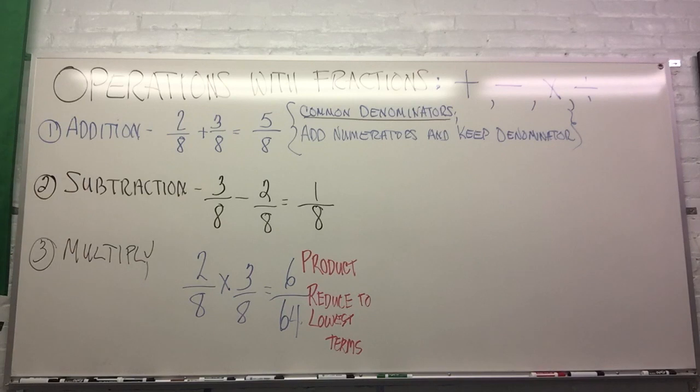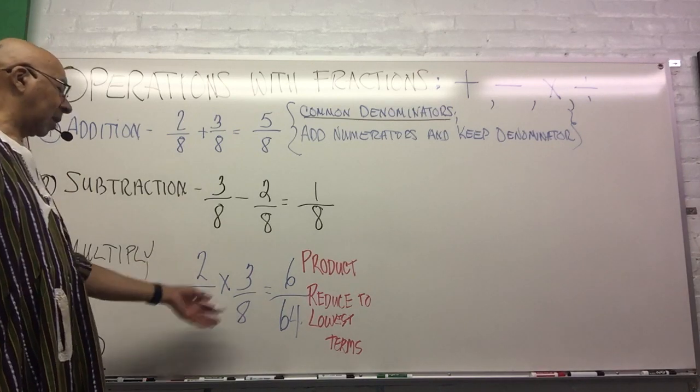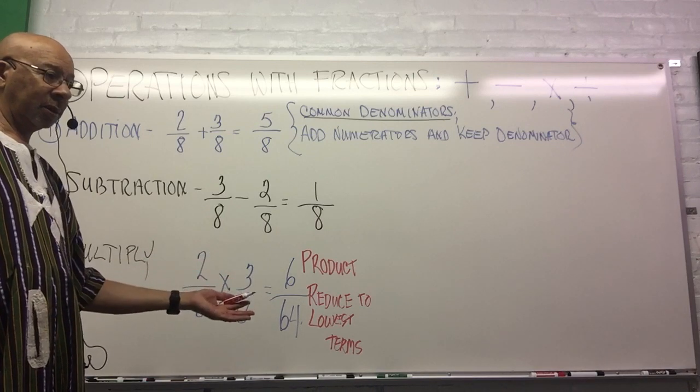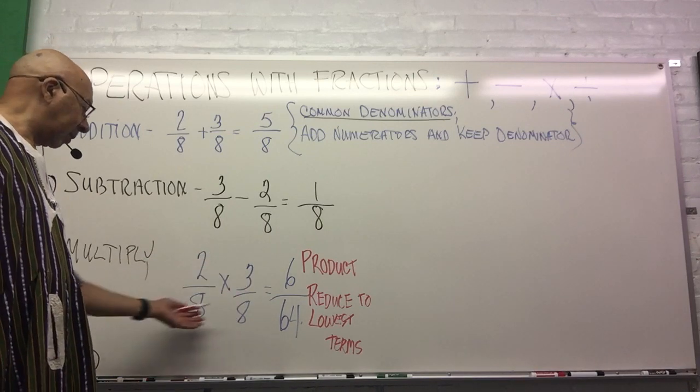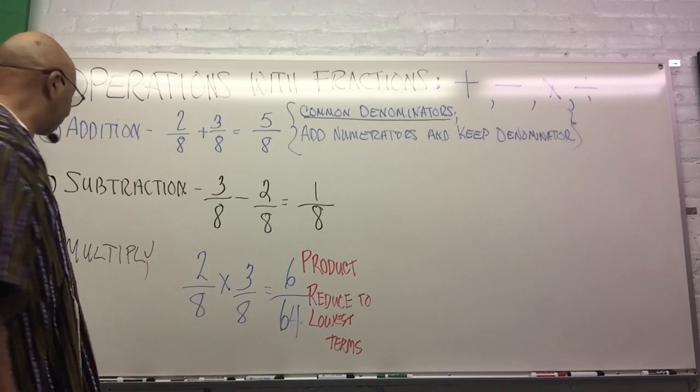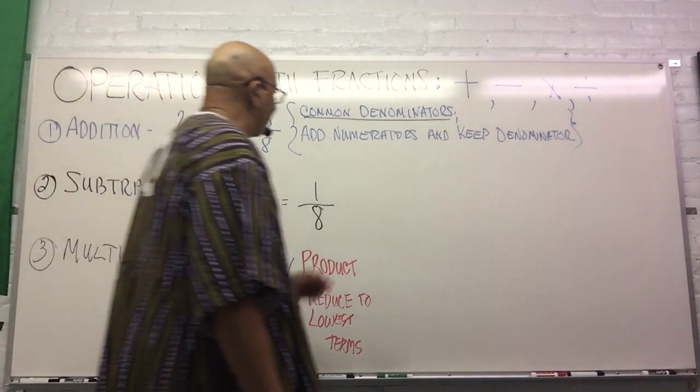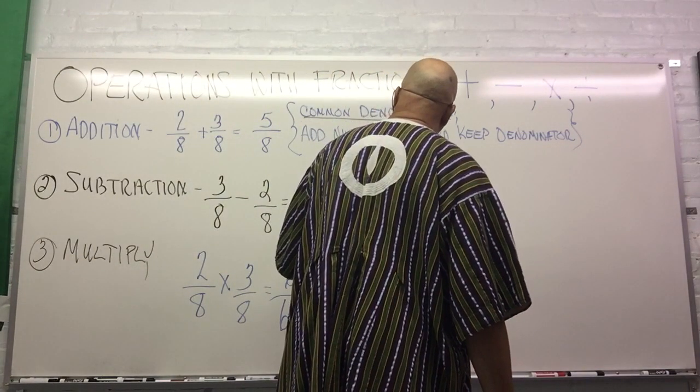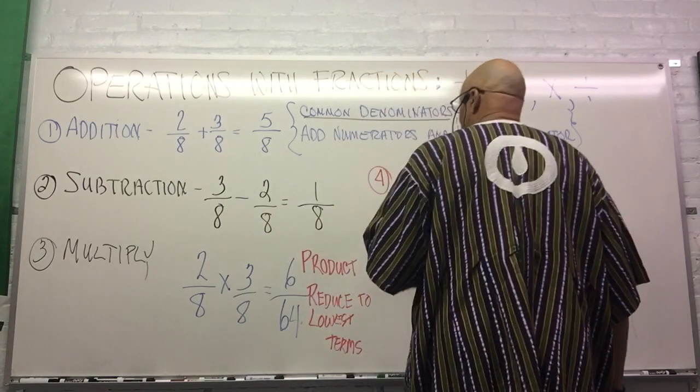So multiplication is actually easier than addition and subtraction in a way, because we don't care about the common denominators. We just multiply numerators, get a product, multiply denominators, get a product, we're finished. So now division. Division sounds really complicated, but we'll make it easy.